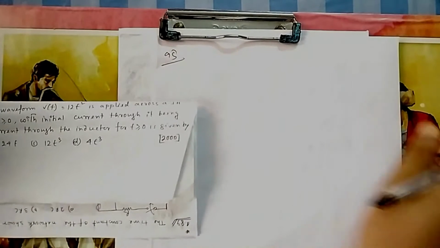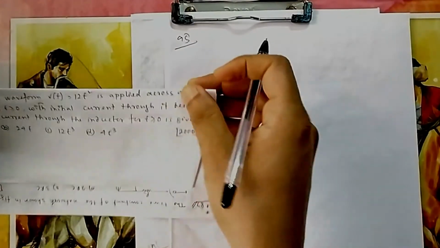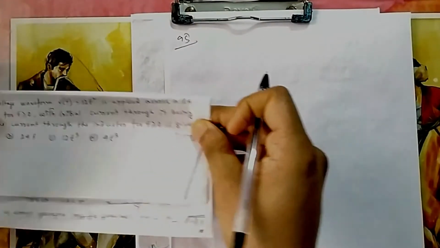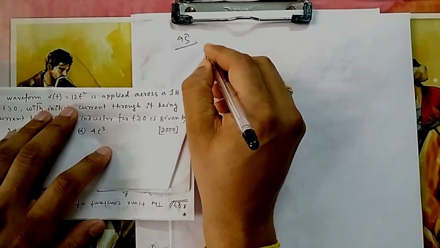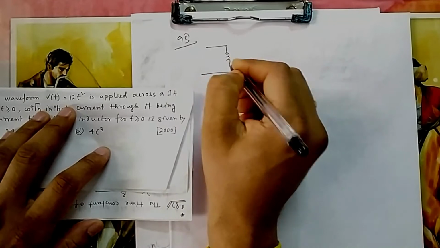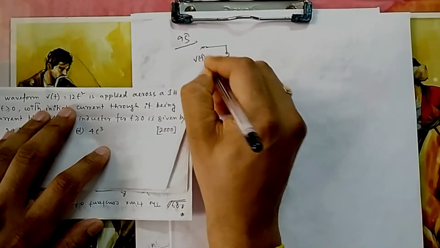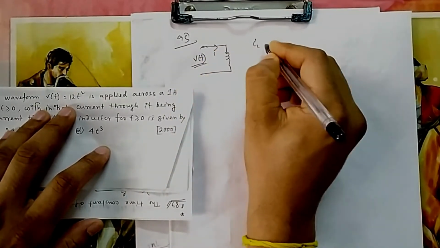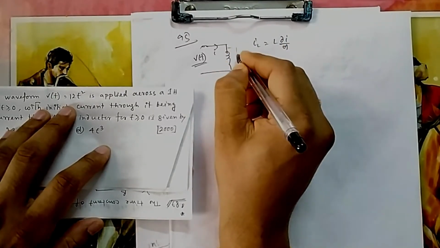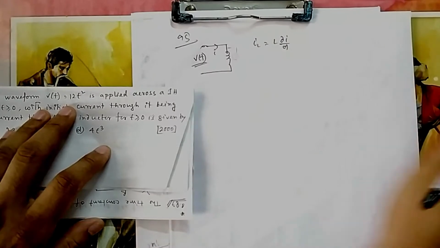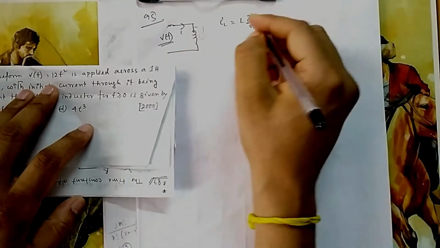Question 95: the voltage waveform V is applied across a 1 Henry inductor with the initial current through it being 0. Initial current 0 means there is no current, you are applying a voltage source through an inductor. So your I will be equal to L di/dt, because there is no current. Otherwise, if there is a current, we would have to put that current in parallel with the inductance. Because there is no current, no issue.